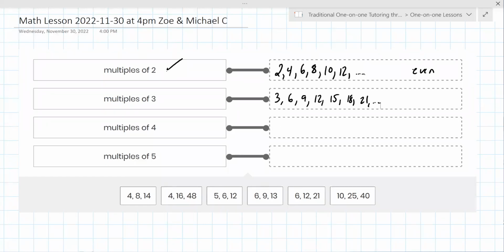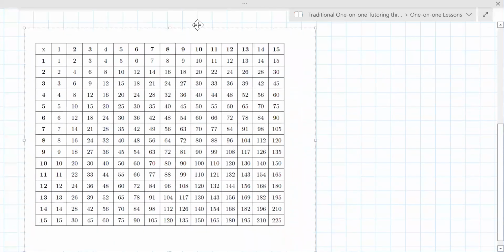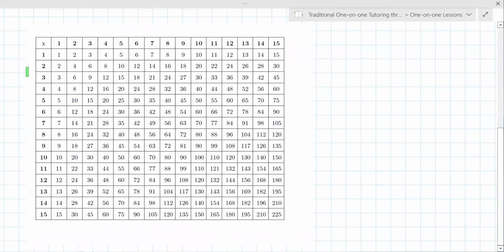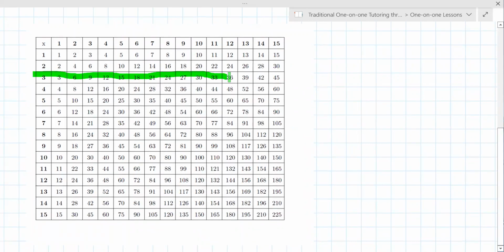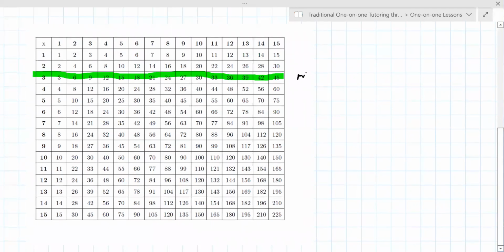Now, where we're going with this is that multiplication table that we look at all the time here. So let me grab that. So what we're really doing is looking at a row here, the row with 3 in it. So if we look at the row with 3 in it, do you see that all of these are multiples of 3 in this row? Yes. Multiples of 3, yeah.